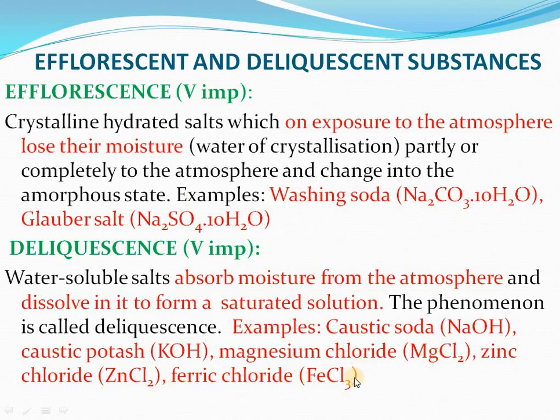Sometimes a question comes: common salt, when it is present inside the home during the rainy season, gets moistened. Why? We can write that sodium chloride contains impurities. Which impurities? Magnesium chloride. A small amount of magnesium chloride is there in common salt, which is a deliquescent substance and can absorb moisture and get dissolved. That's why common salt gets moistened during the rainy season.